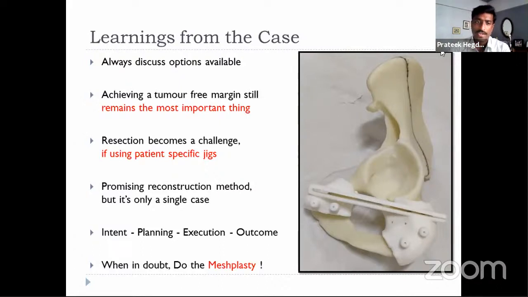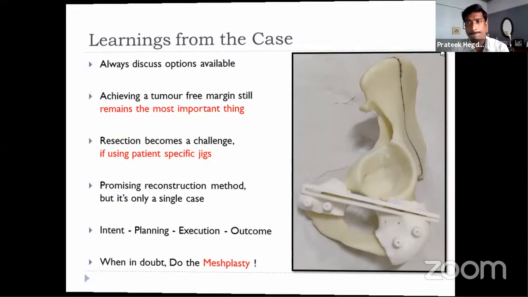And as the topic that was given to me, when in doubt, I think it's best to do the mesh plasty because it has been proven to give good results, functional results also, except for that limb length discrepancy that the patient may have. But otherwise, oncologically and functionally, it has been known to give good results.